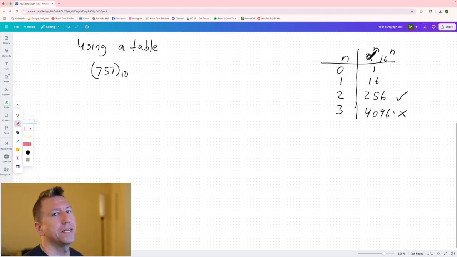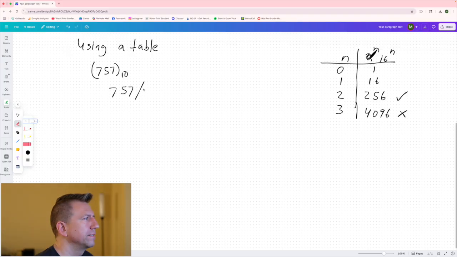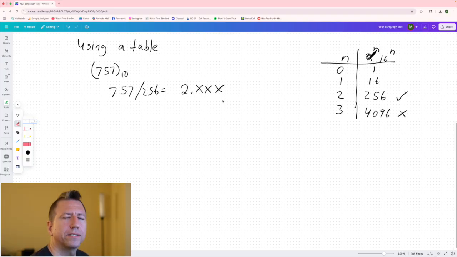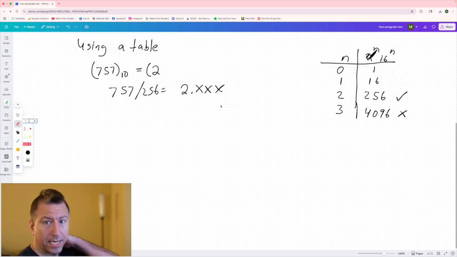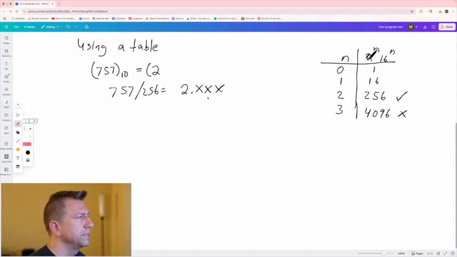Now the question is, how many do I need? To do that, I'm going to take 757 and divide by 256. And then what we're going to get is a number, 2, an integer, and then we're going to have some decimal. I don't care about the decimal at this point because I only want integers to put into my final answer. When we get our first number, that first number is going to go directly as the leftmost digit in our hex number. So 2 is going to be transferred up there. This is an important piece right there.